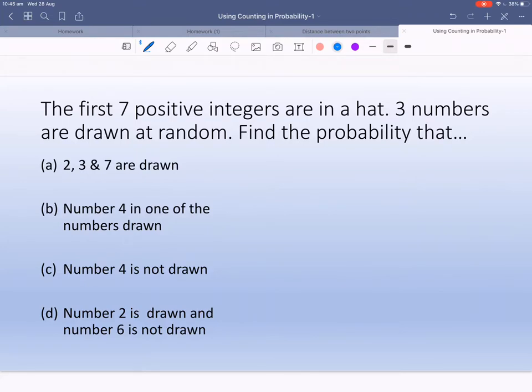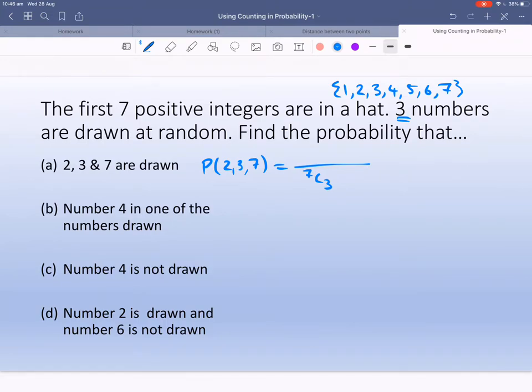Well, just this example. The first 7 positive integers are in a hat. So the first 7 positive integers are just 1, 2, 3, 4, 5, 6, 7. 3 numbers are drawn at random. Find the probability that the numbers are 2, 3, and 7. So at the bottom, how many numbers are drawn? 3 out of how many? 7. So we've got 7 choose 3 as our denominator.